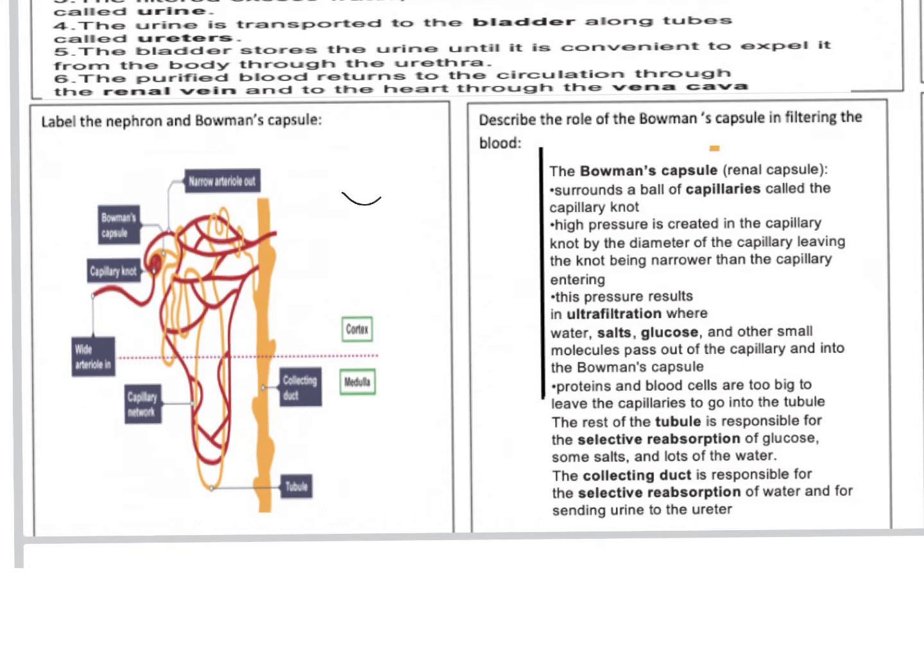So Bowman's capsule looks like that, and you've got your capillary knot. Your capillary knot is just your blood supply from all around your body. Your blood enters at really high pressure. Anything that's small enough to fit through will go into your Bowman's capsule, so stuff like water, salts, glucose all go into your Bowman's capsule. Depending on how much you need, it'll go back into your blood, or it'll end up as a waste product in your collecting duct, which is what has been explained along there.